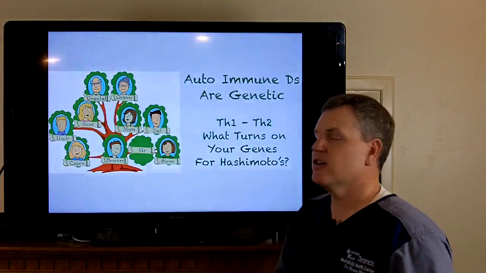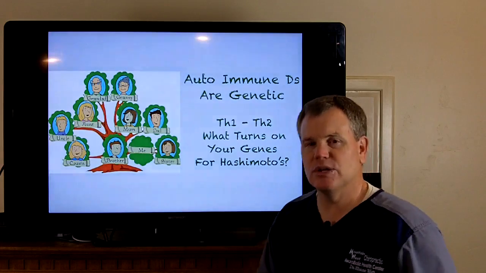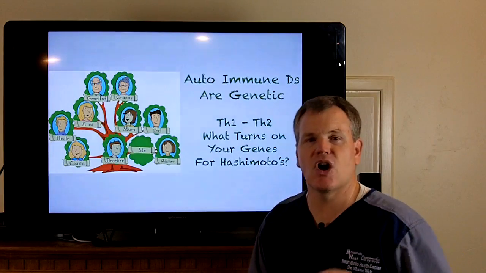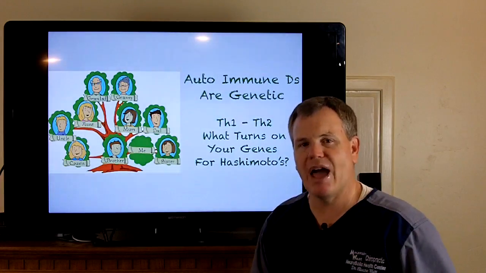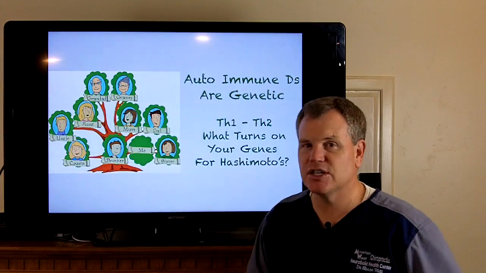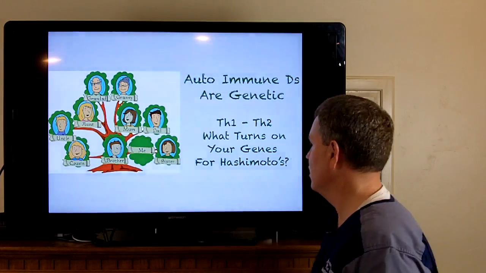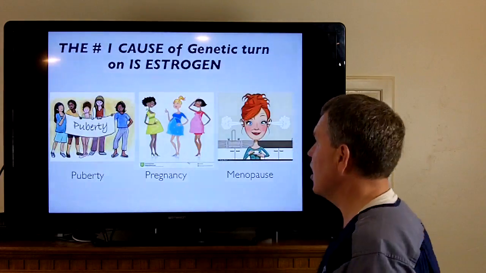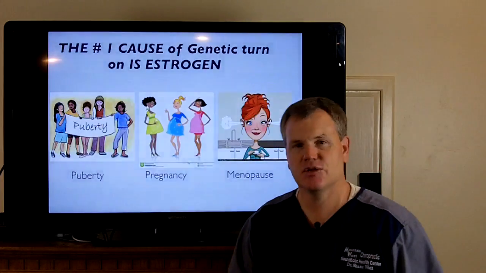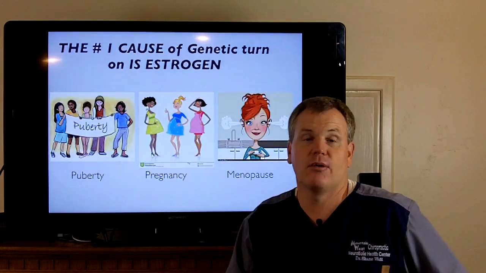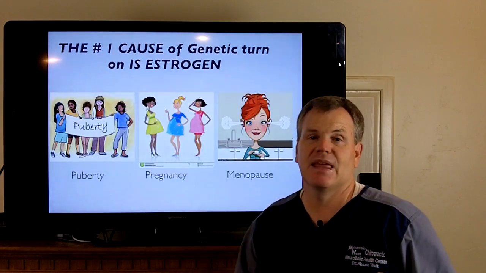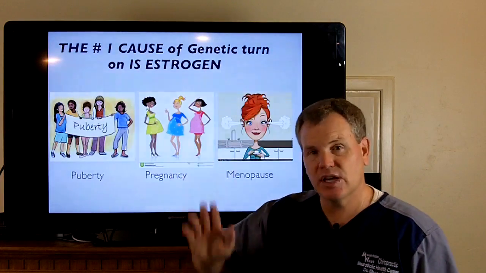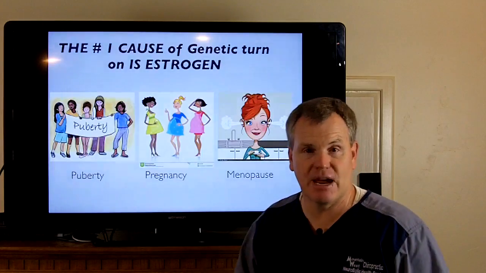Now, I want you to understand this. This is very important. Autoimmune diseases are genetic. Let that sink in for a second. Autoimmune diseases are genetic, but it doesn't mean you have to get them. Just because you have the genes doesn't mean they have to be turned on. So what turns on your genes for Hashimoto's? Well, the number one cause is estrogen. That's why in autoimmune Hashimoto's and thyroid problems, it's about a 24-to-1 ratio of women over men, because women's cycles are always fluctuating, and they fluctuate drastically during different times of their life.